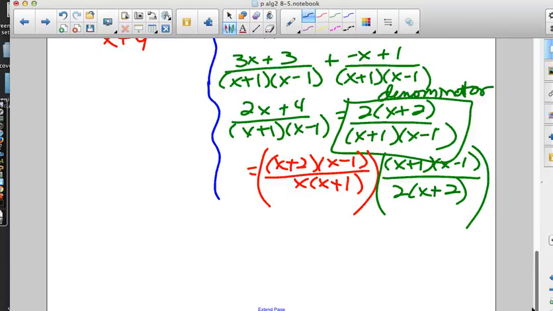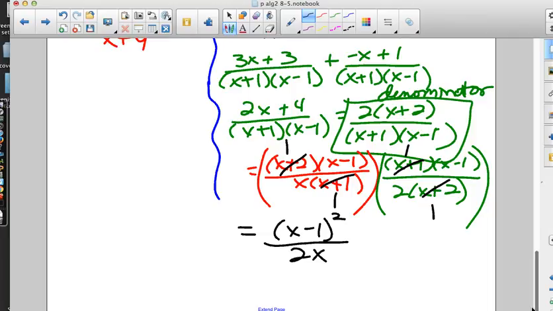So what would be the best way to write that? X minus 1 squared over 2x. That's all we had left down there? 2x. There it is. But it's so much simpler looking. That's a good thing. We wanted to simplify a complex fraction.